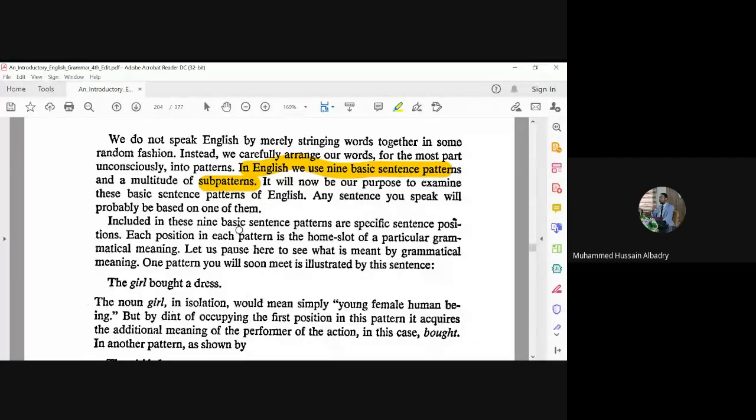In these 9 basic sentence patterns are specific sentence positions. Each position in each pattern is the home slot of a particular grammatical meaning. For example, this is the position for subject, or verb, or complement. Or we have another classification, which is noun 1, be, noun 1, for example, or adjective or adverb, etc. This classification is similar to the classification where we have subject, verb, complement.